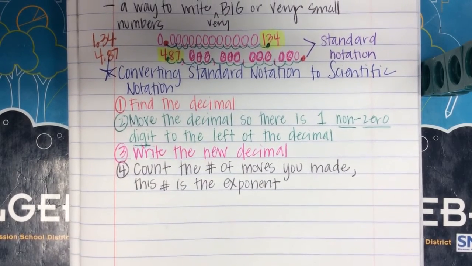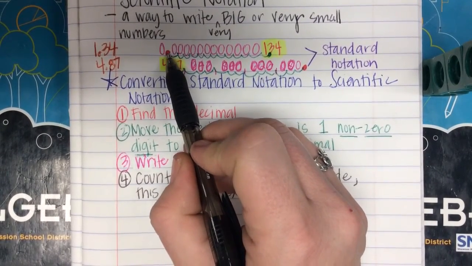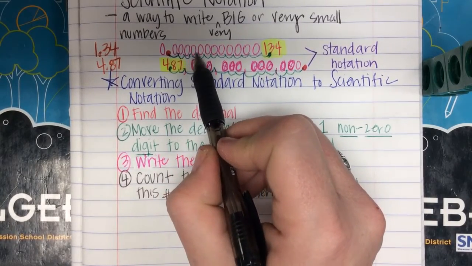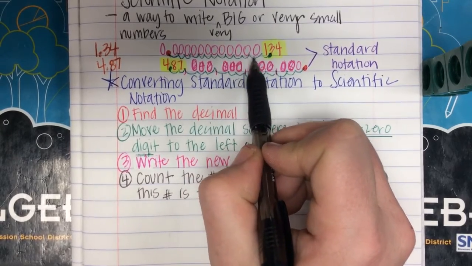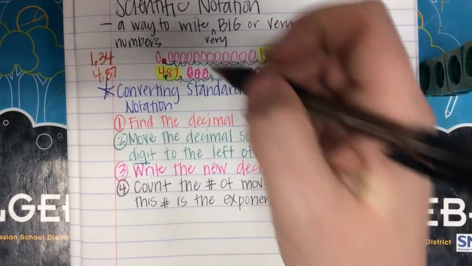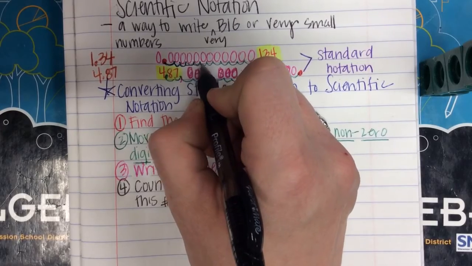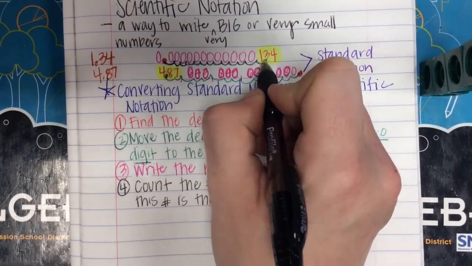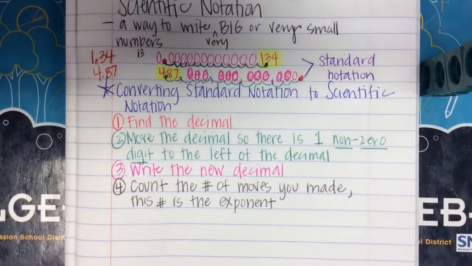So if I look up here, for this first number, how many moves did I make? 12. Let's count. 1, 2, 3, 4, 5, 6, 7, 8, 9, 10, 11, 12, 13. I'll double count. 1, 2, 3, 4, 5, 6, 7, 8, 9, 10, 11, 12, 13. So my exponent here is 13, little tiny 13 up top.